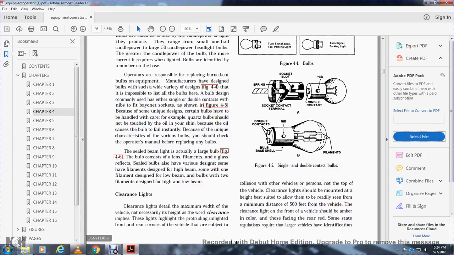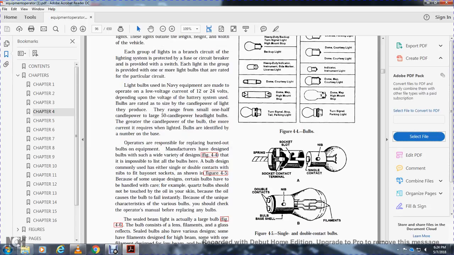Your clearance lights detail the maximum width and height of the vehicle. The word clearance is implied with the lights, which highlight the protruding and unlighted front and rear corners of the vehicle that are subject to collision. The clearance lights are mounted at the best height to allow other drivers to readily see the vehicle at a minimum distance of 500 feet. The clearance lights on the front of the vehicle should be amber facing forward, and those facing the rear should be red. State regulations require identification lights on large vehicles.